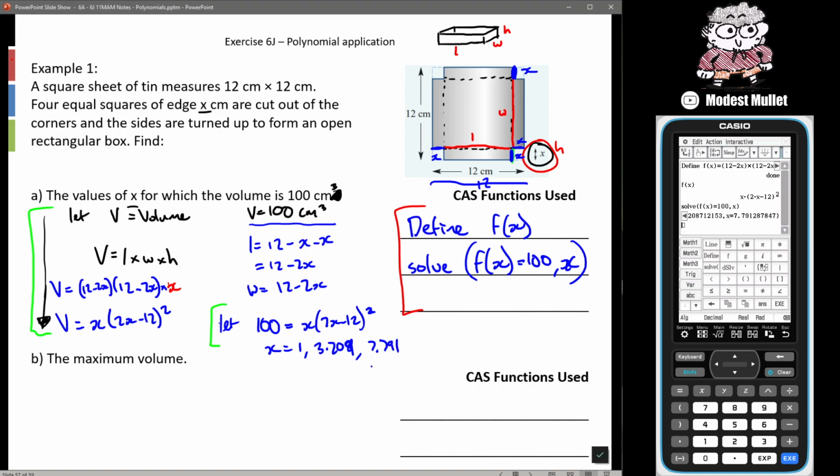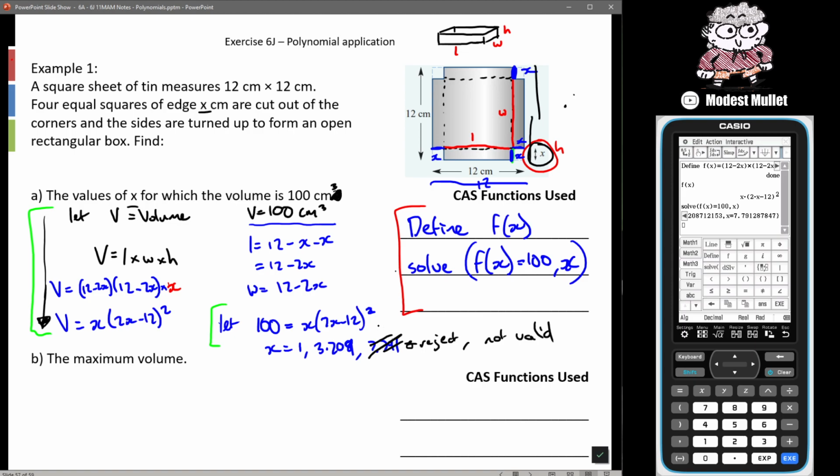Okay. Now, quickly, can x actually be 7.791? Well, if it was, that whole distance across there would be like 15 point something. So that doesn't work. So we reject that answer. And you might even want to say, reject, not valid. And then we're just left with x is equal to 1 or x is equal to 3.209.